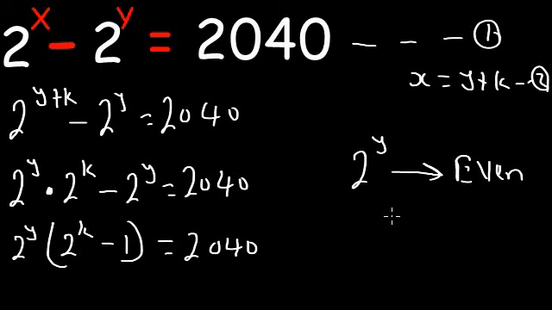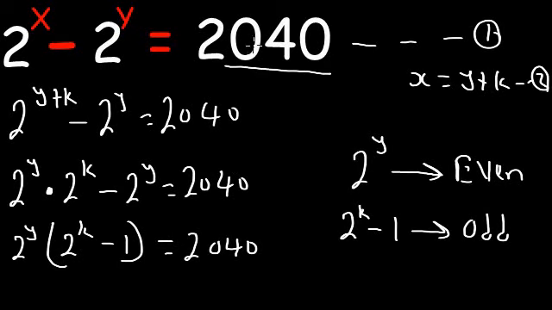Now, if that is the case, what will 2 raised to the power of k minus 1 become? As long as k is also a positive integer, once we subtract 1 from the result, then we are going to have an odd number. And the good news is that both y and k are always going to be positive integers, because the result we have here is a positive integer. So right now, we can finalize a conclusion.